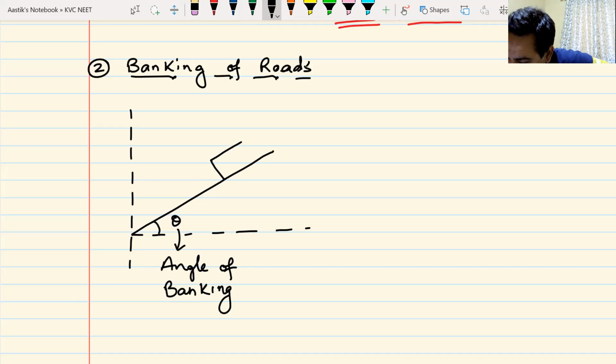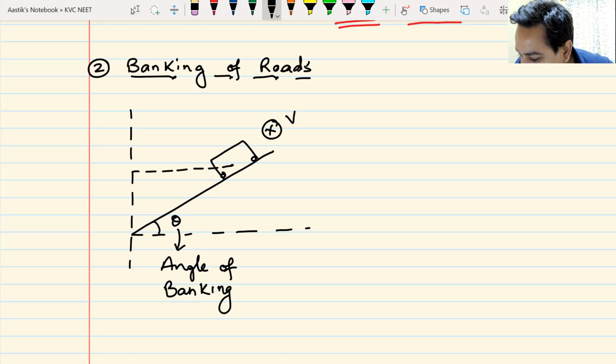Now you have this vehicle, again my vehicle. It is moving on a circular track with a velocity v. And the radius of the circle is this. This is the radius of the circle on which it is performing circular motion.